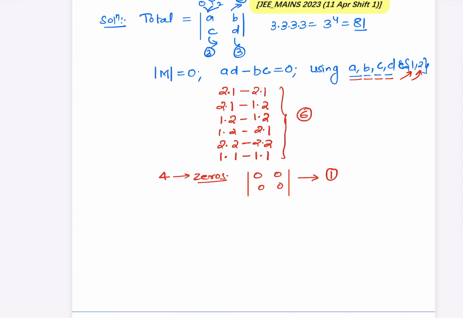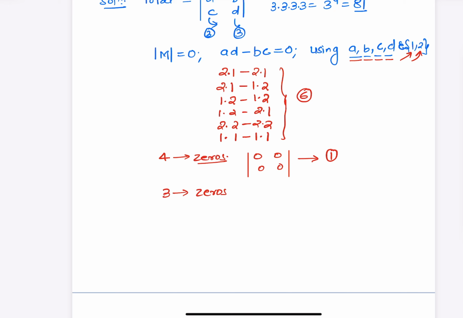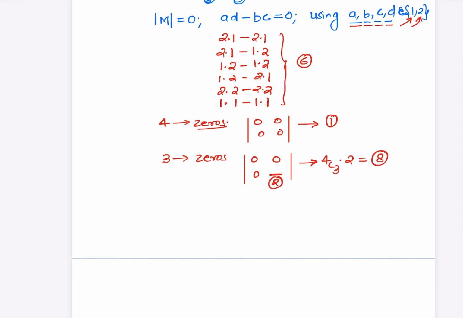Now if we are using 3 zeros, we can choose any 3 places out of 4, and the remaining place we can fill with 1 or 2. So this place we can fill in 2 ways, and 4C3 ways we can choose where to keep these zeros, multiplied by 2. So 4 into 2, that is 8 such matrices we can make.